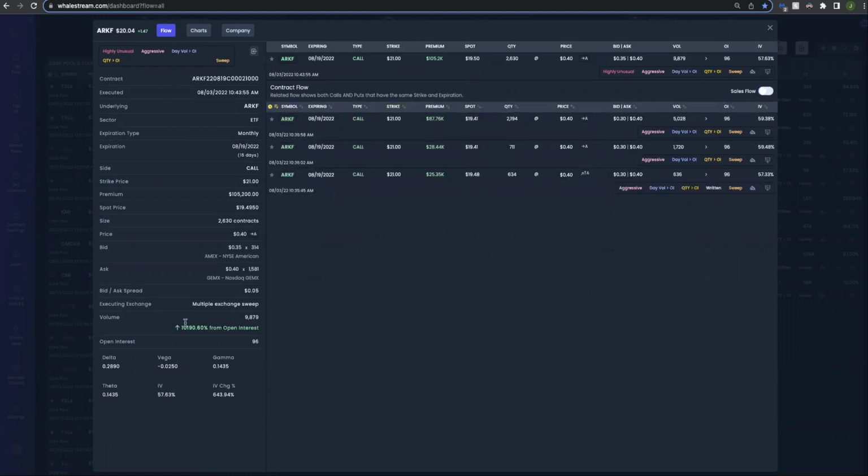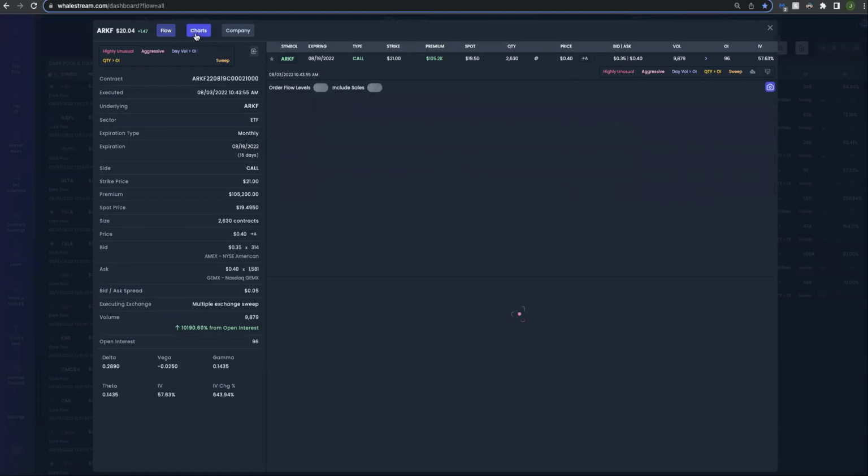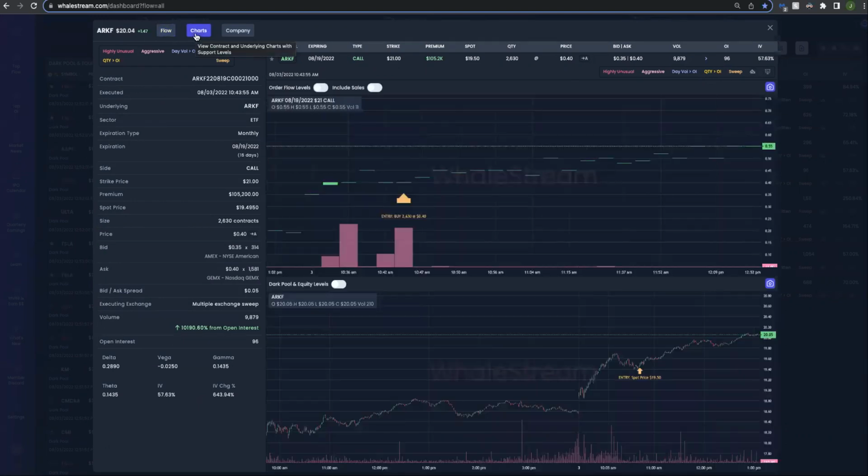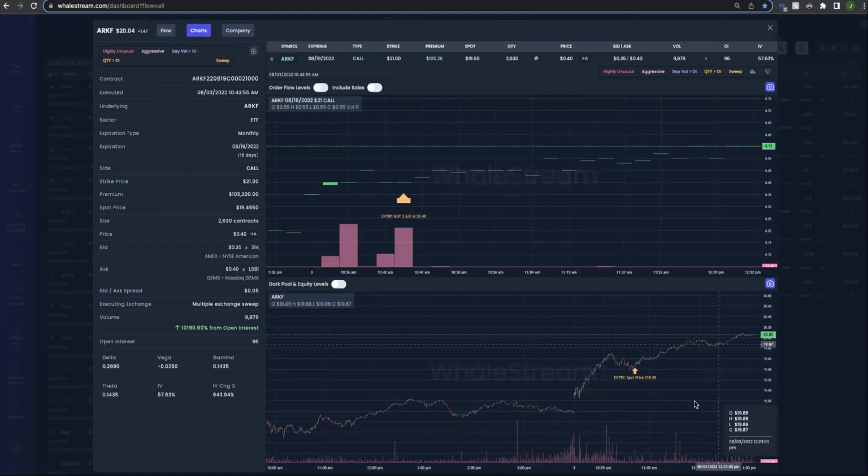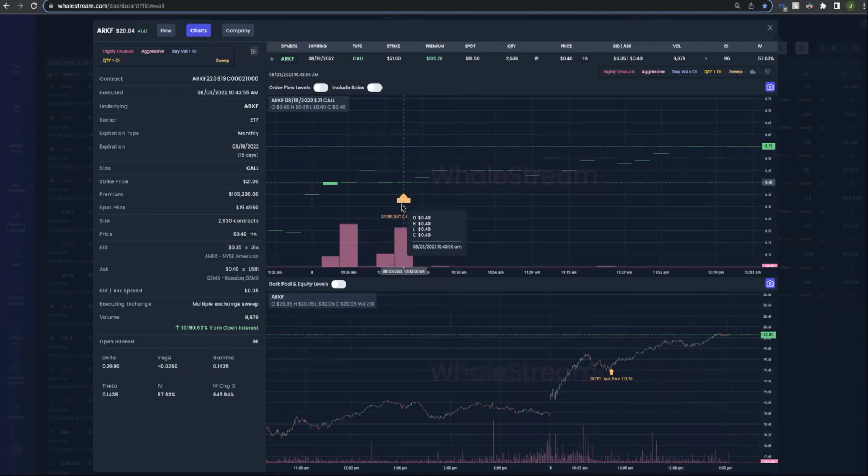You'll see more details about the order, stuff that we can't necessarily fit on the dashboard. Then over here, when you click charts, we actually show you the contract chart on the top. So this is the contract's price. The bottom is the actual underlying stock. So it shows you where this trade took place. It points a little arrow, and then it shows you what kind of happened afterwards. So this one, they paid 40 cents per contract, and it's currently trading at about 55 cents.